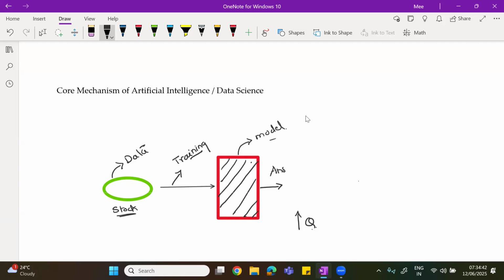Now, when you are asking a question about the stock market, you are giving it the data, and it will learn all about the stock market. When you ask a question about this particular data, it will give you the answer properly. That is what exactly happens.